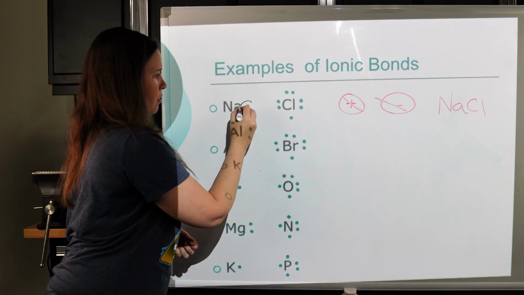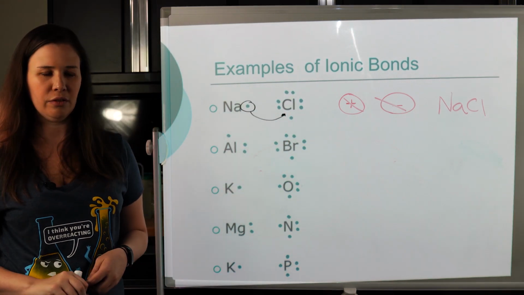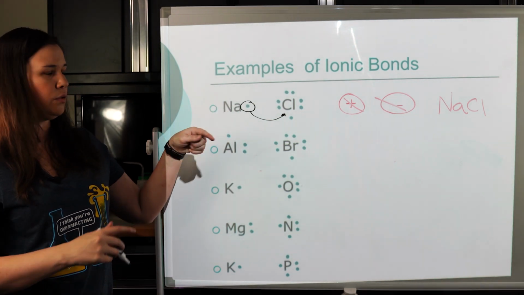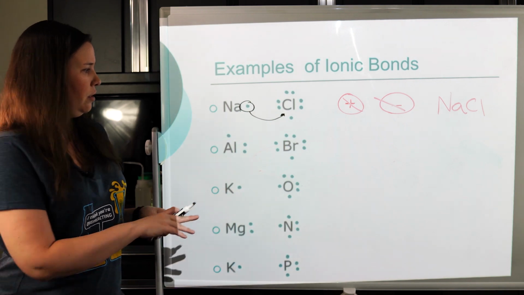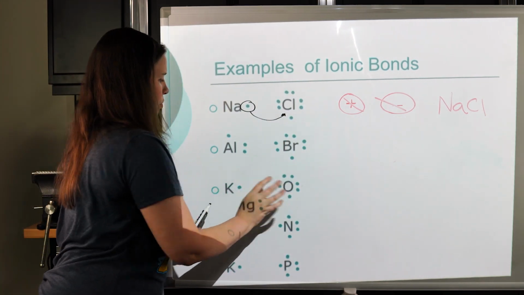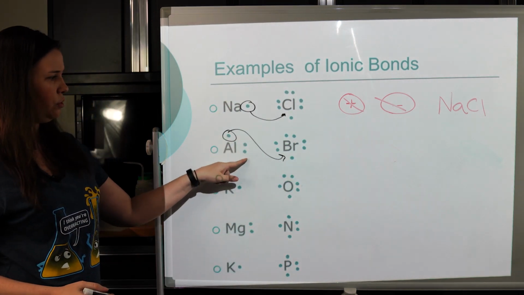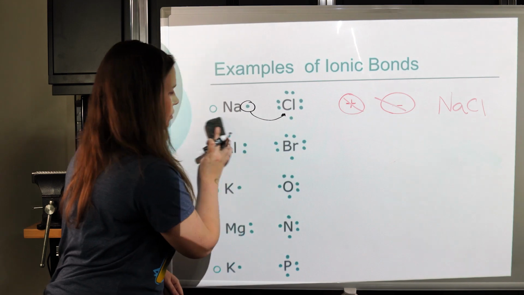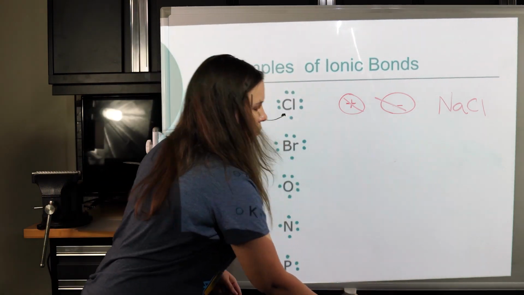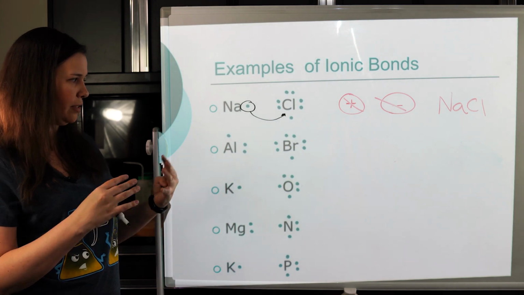Notice how this dot could just easily fit in and complete the electron configuration for chlorine. And then sodium would be revealing its second energy level. All right, if we look at the aluminum bromide, that's not as easy of a fix because you would still have a couple of electrons left over here. So you can tell we're going to need more of one than the other. This isn't an even canceling out.